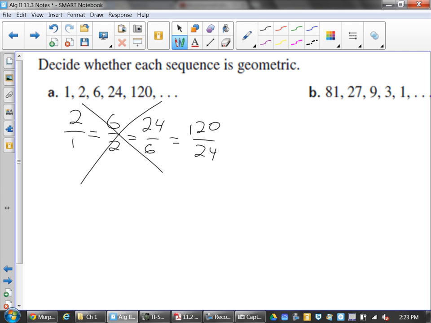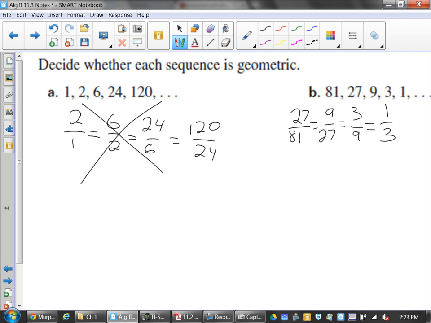Same thing with the next one. I start with 27 over 81. Does that equal 9 over 27? Does that equal 3 over 9? Does that equal 1 over 3? Yes. It does. That would be considered a geometric sequence.